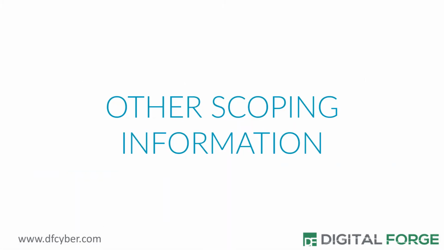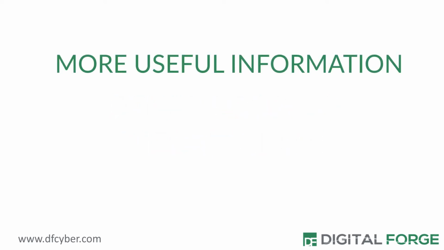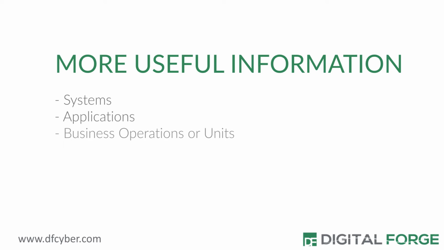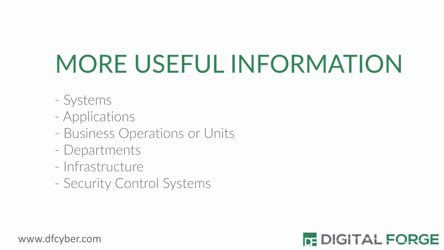Other information used for scoping. A number of other factors are used to help with scoping and to determine some of the inner workings of an organization. These help ensure nothing is missed. These include systems, applications, business operations or units, departments, infrastructure, and security control systems.